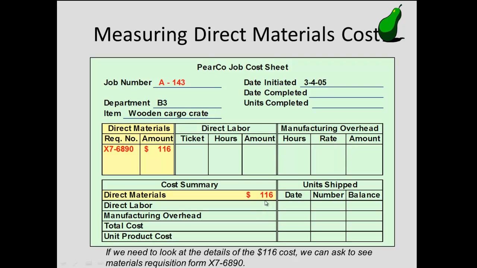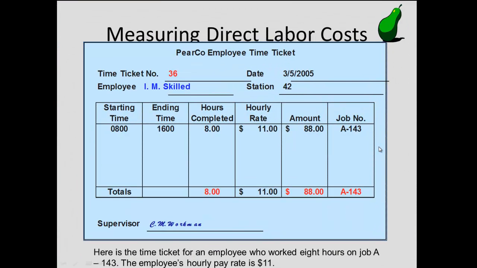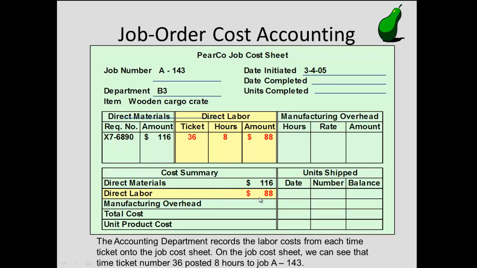The next thing we're going to have to worry about is our labor. Here, we can see it took 8 hours to work on this, at an hourly rate of $11. So 8 times 11 gives us 88, and that's for job A143. So we come back here and we put the 88 there. This hasn't been too complicated up to this point, but it's going to get a little different when we have to start figuring out how much overhead to assign to this.